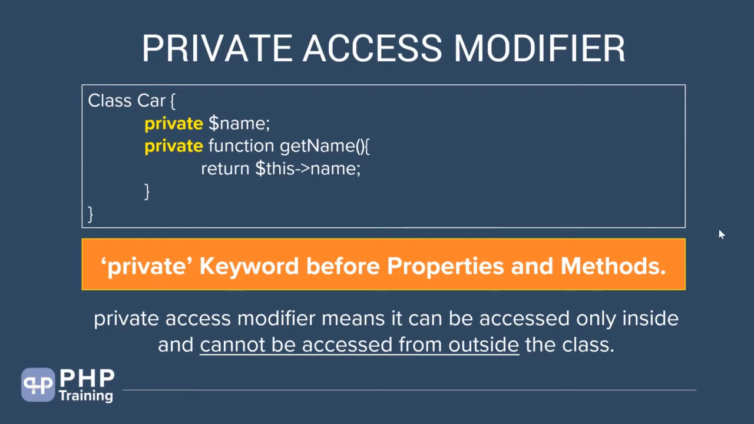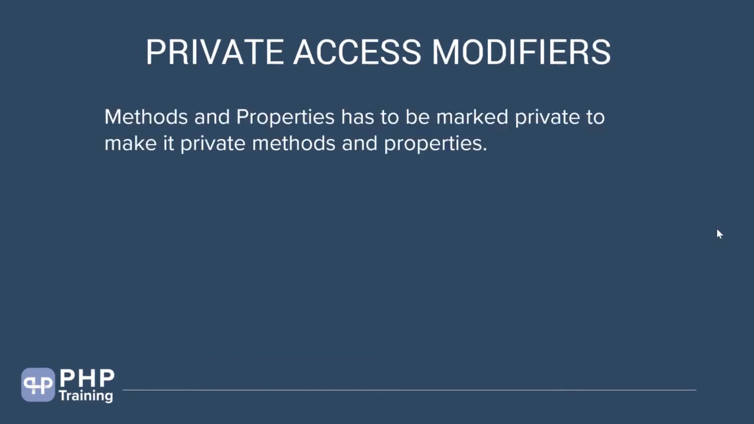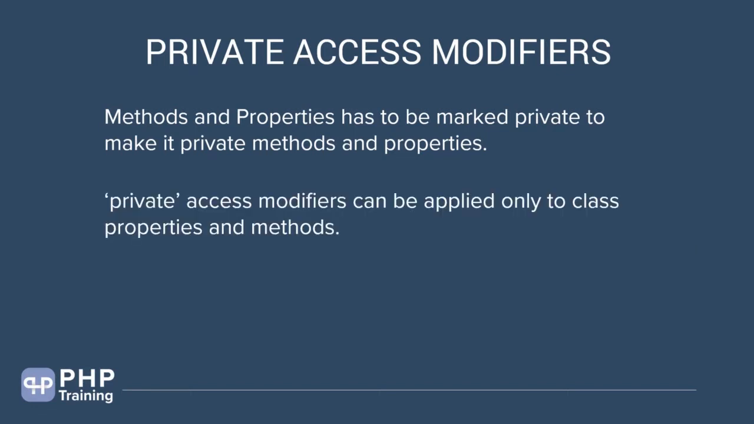Let's understand more about private access modifier. Methods and properties have to be marked private to make them private methods and properties. By default, methods are public, and when you define a property, you have to mention an access modifier. If you want to make a method private, you have to explicitly mention that. Private access modifiers can be applied only to properties and methods. Again, you cannot mention private on a class, you can only mention it on properties and methods. And modifiers are always placed in front, like we have seen with the public access modifier. So that's all for this lecture on private access modifier. Let's do an example and understand in detail.